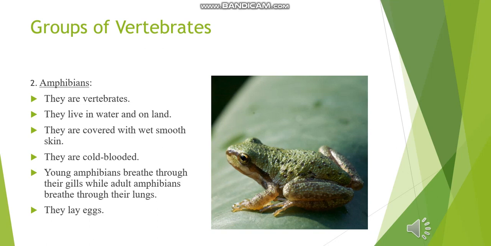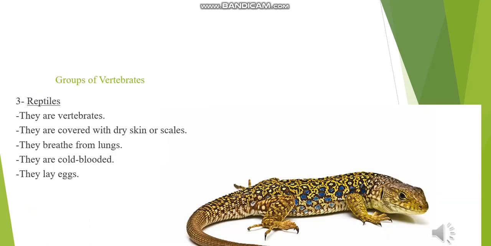They are covered with wet, smooth skin. They are cold-blooded, and they lay eggs. Young amphibians breathe through their gills, while adult amphibians breathe through their lungs. Frogs and toads are examples of amphibians. Group 3. Reptiles. Look at the picture in front of you.